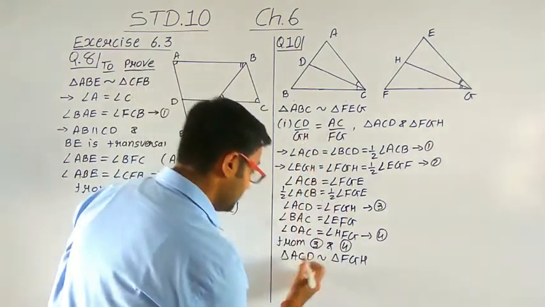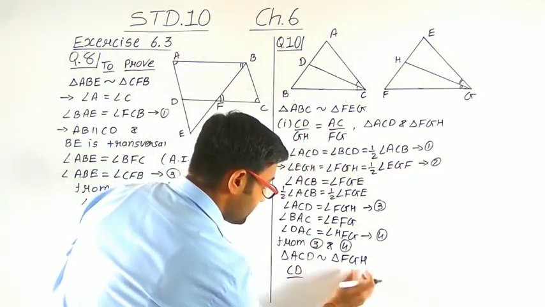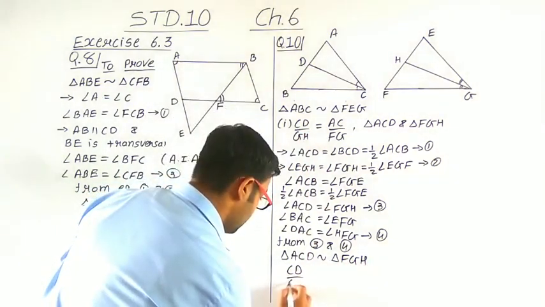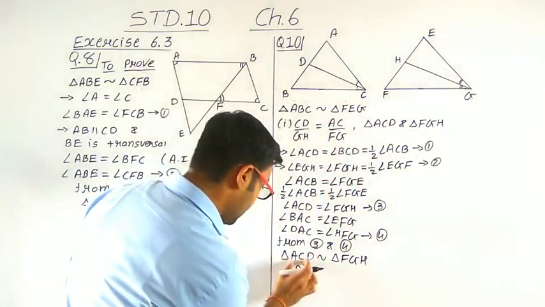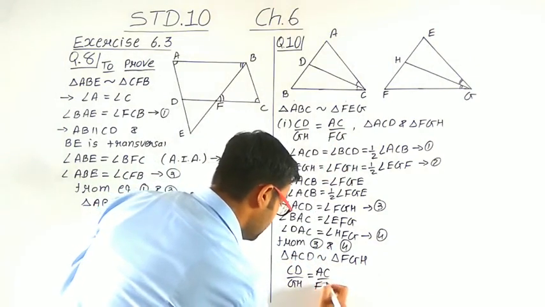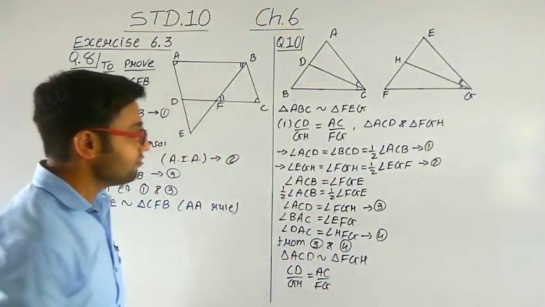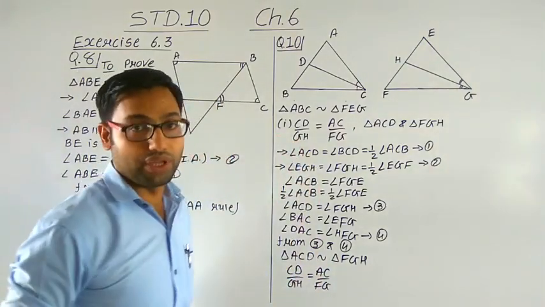If the two triangles are similar, then their corresponding sides are also in the same proportion. So if we take the CD side, we have to take the GH side. So CD upon GH will become equal to, if we take the AC side of this triangle, the FG side of this triangle. So this is the first thing that we have to prove here.